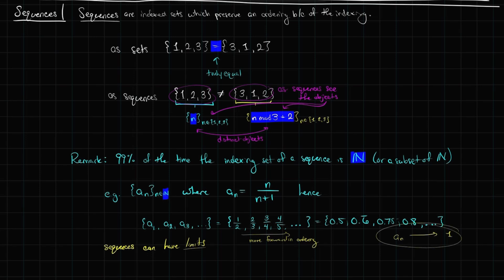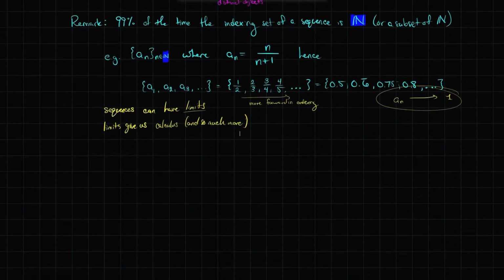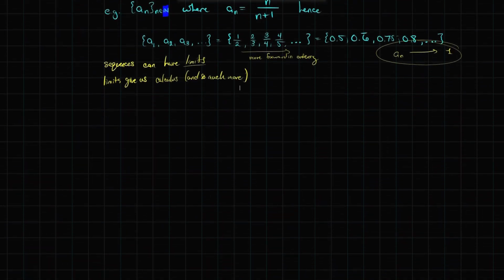So you have a notion of limits, and notions of limits are incredibly powerful in math. Limits, let's recall, give us calculus, and so much more. So in some ways, sequences are the objects that we should always be thinking about, so long as we have the ability to think about them, because we can associate limits to them.